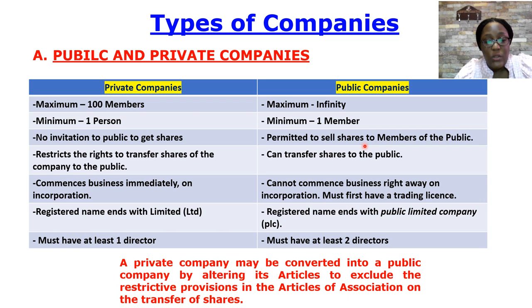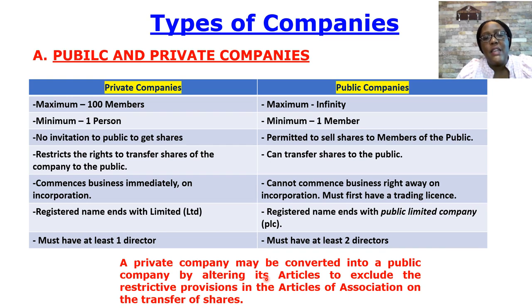Private companies don't. So if you want your private company to be converted into a public company, you must first change the articles, the document that establishes your private company, that gives it the right to be a private company. You must first change those documents, as we'll see later, so that those documents allow you to make your company a public company. So this is a major categorization.